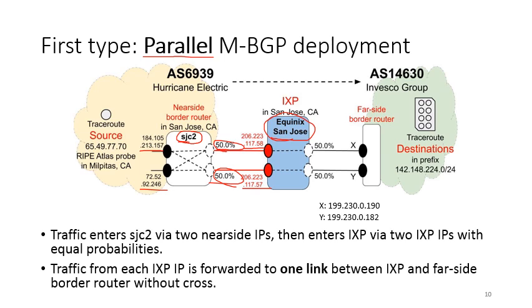Then the traffic is forwarded to one link between IXP and farside border router from each IXP IP, and the traffic is forwarded with equal probabilities. We can see that between the IXP IPs and the farside IPs, there is no cross, so this type is categorized as parallel type.